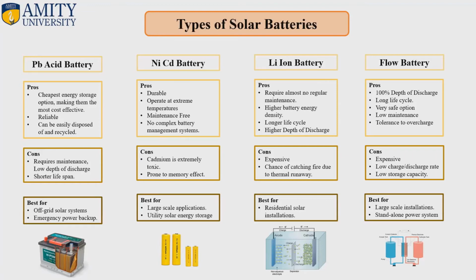They have very low charge and discharge rate, which also means that in order to be effective, they must be large in size. They also have a relatively low storage capacity compared to other battery systems. So in order to hold a substantial amount of energy, they need to be large. And so flow batteries are best for large scale installations, and they can also be used as a standalone power system.